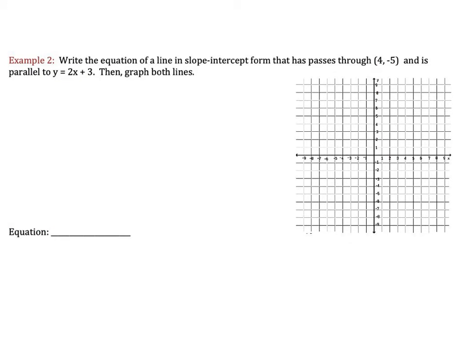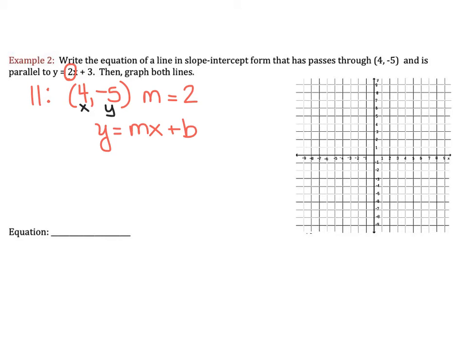Example 2 is telling us to write the equation in slope-intercept form that passes through (4, -5) and is parallel to this given line. This given line has a slope of 2, so the parallel one must also have a slope of 2. All right, so I'm just going to use some notation for parallel. So I know my slope, and I write down slope-intercept form, and I think about, well, what do I need to do here? In an equation, I always need the slope and the y-intercept. So I'm going to substitute.